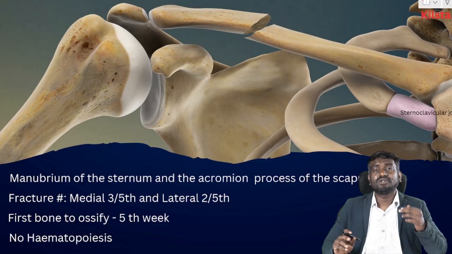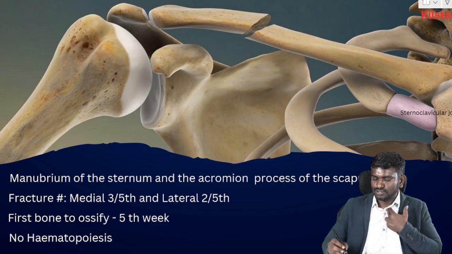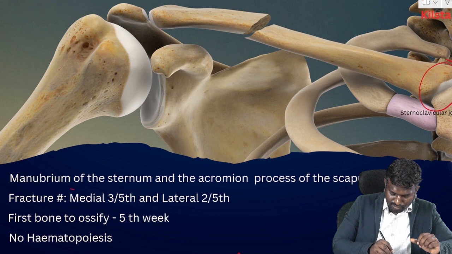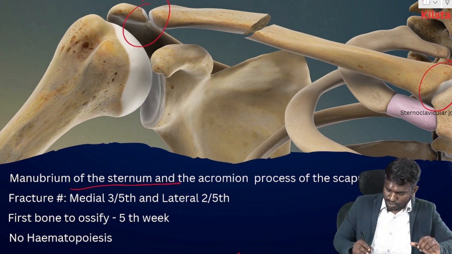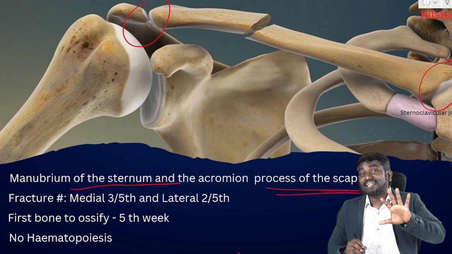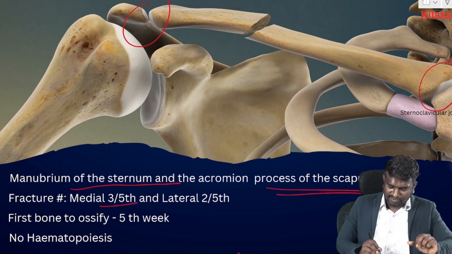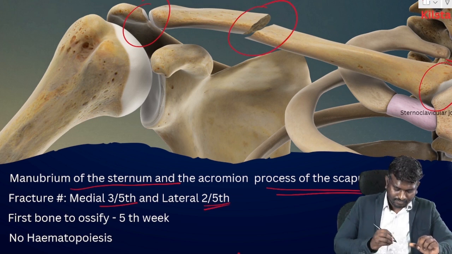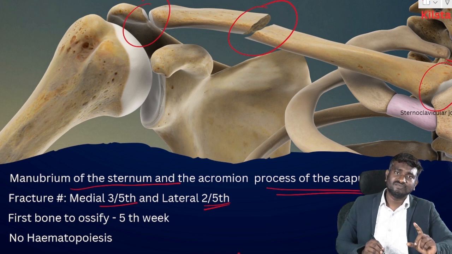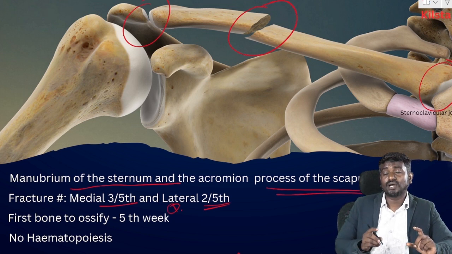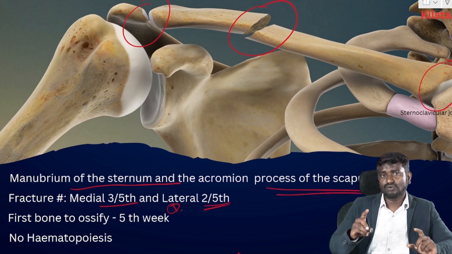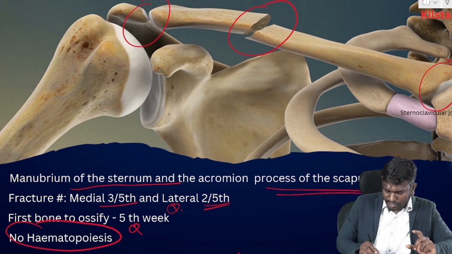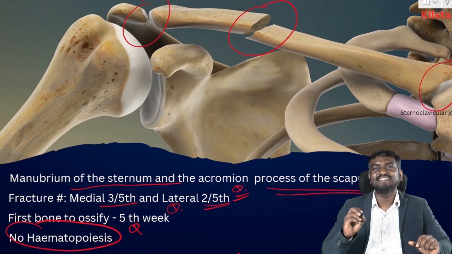Clavicle is a very important bone. It is a horizontal bone. This joint right over here is called the sternoclavicular joint. It is from the manubrium of the sternum to the acromion process of the scapula. Fracture usually happens at the junction of the medial 3/5 and lateral 2/5, at this region. It is the first bone to ossify, by the 5th week, and it is also the last bone to complete ossification, by 25 years of age, and it has no hematopoiesis. Very important points to remember. These 2 points are very important for the exam.